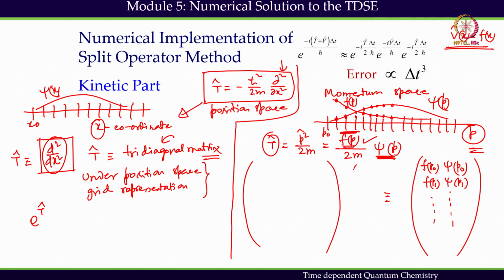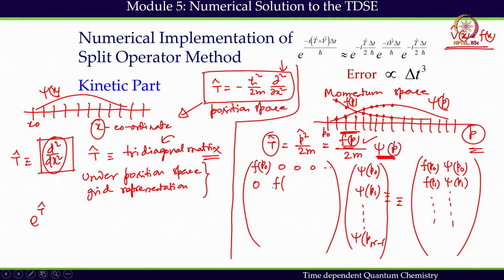I have a diagonal matrix. This is psi p0, psi p1 like this, psi pn minus 1, and here I have the diagonal matrix for the kinetic energy operator in the momentum space, fp0, then 0 0 0. It gets diagonal form just as a consequence of the matrix multiplication rules, fp1, then 0 0 0, then 0 0, fp2 0 0 0, like this way. So we get the diagonal form.